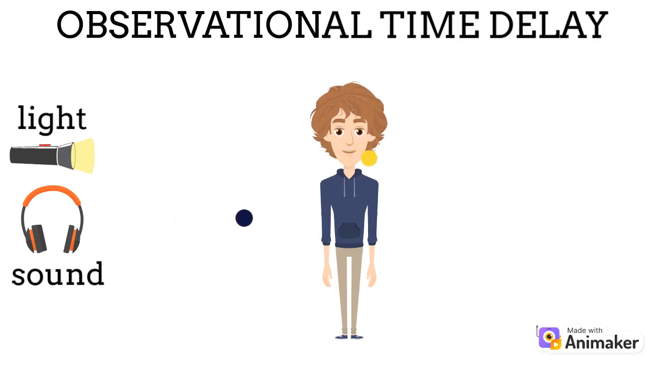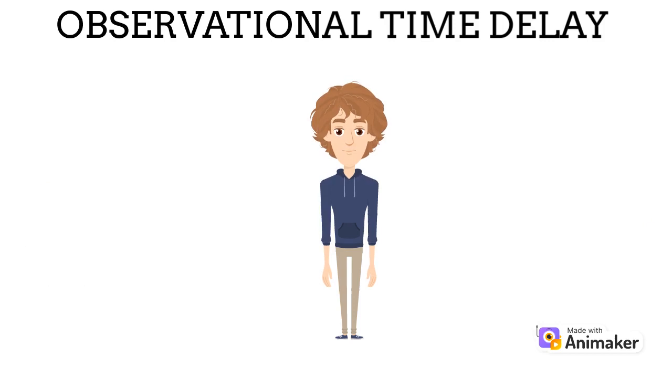For understanding the delay of sound, let's talk about lightning. When lightning happens, we observe the light first, and after some time we hear the sound of lightning. Similarly, light also has a speed limit of 299,792,458 meters per second. Because of that, light also makes a delay in communication. That delay in communication caused by light is called observational time delay.